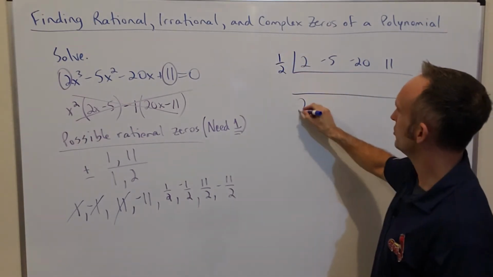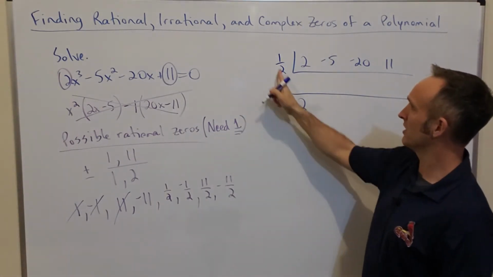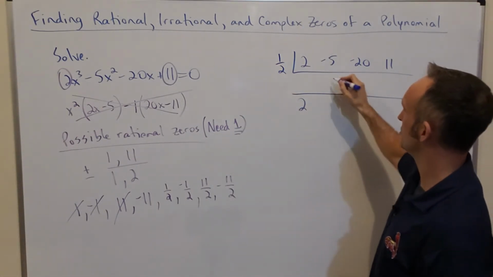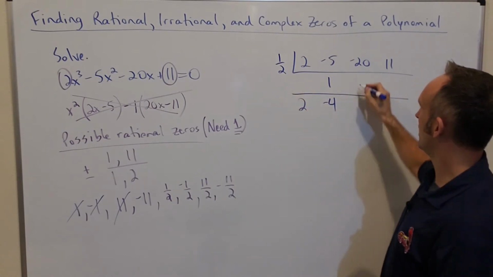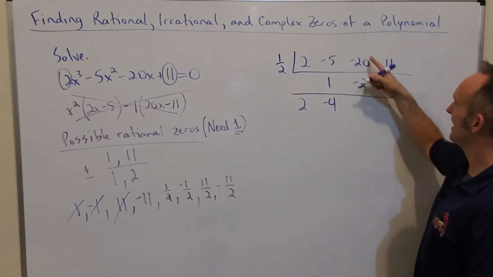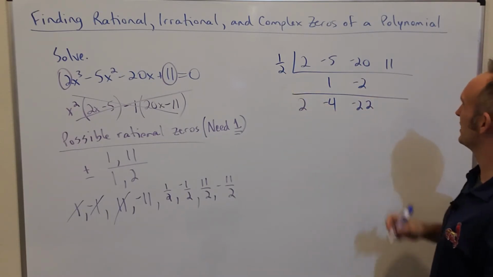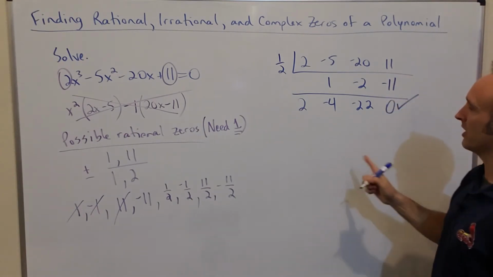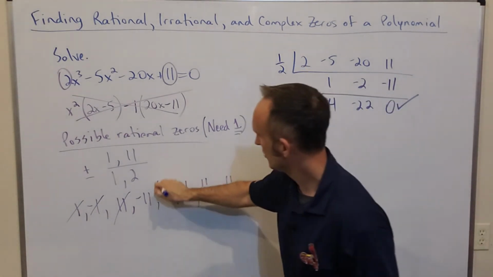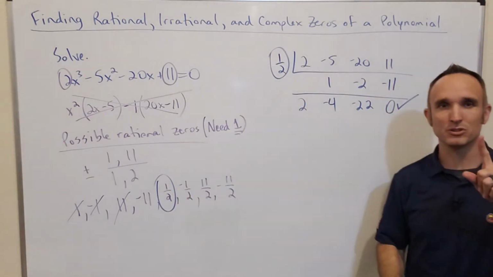So drop my 2. And you might be scared of the fraction, but in this case, it actually works out nicely because immediately when you multiply 1/2 by 2, you get 1. Add and you get -4. Multiply, you get -2. Add and you get -22. Ooh, this looks good. 1/2 times -22 is -11, and we get 0. Okay? So 1/2 is a rational 0.